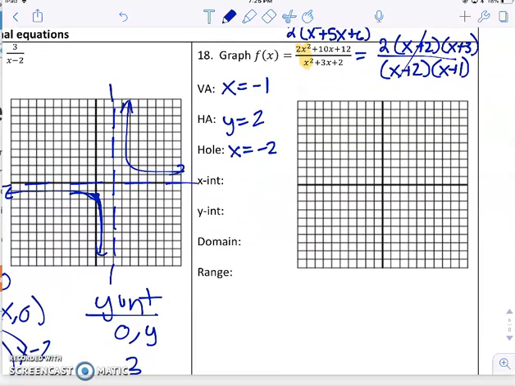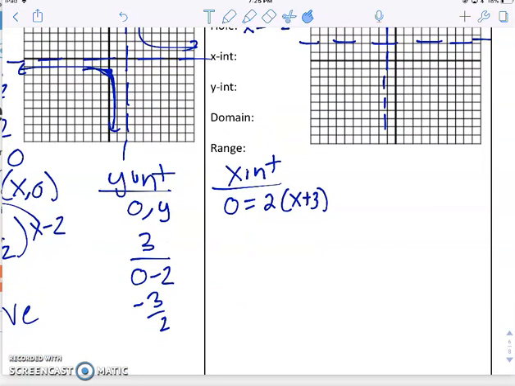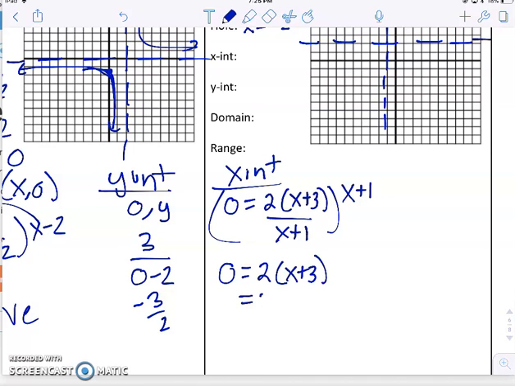So if we graph those, horizontal, vertical, x-intercept. When does 0 equal 2 times x plus 3 over x plus 1? So if we fraction bust, so when does 0 equal 2 times x plus 3? So when does it equal 2x plus 6? So we subtract 6. So x is negative 3.